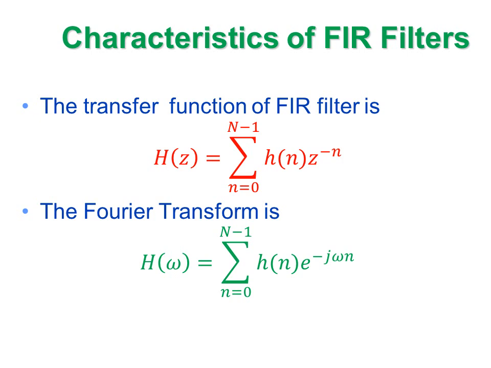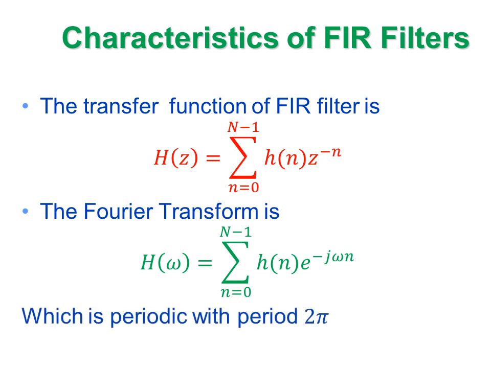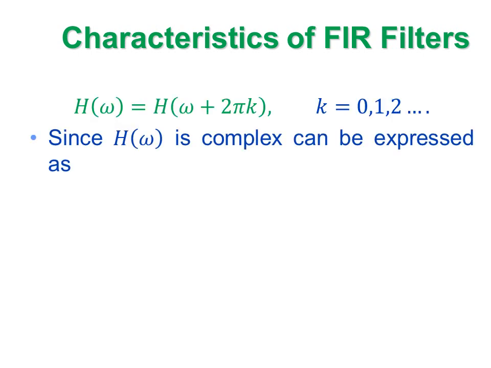So if you evaluate the Z transform on the unit circle, it is nothing but the Fourier transform, and as this is a function of frequency omega in radians per second, we can consider the Fourier transform periodic with a period of 2 pi. We can write H of omega is equal to H of omega plus 2 pi k, where k is any integer. So this Fourier transform is periodic with a period of 2 pi, and it will repeat its occurrence from 2 pi to 4 pi, 4 pi to 6 pi, like that.